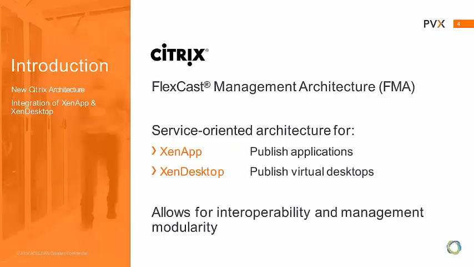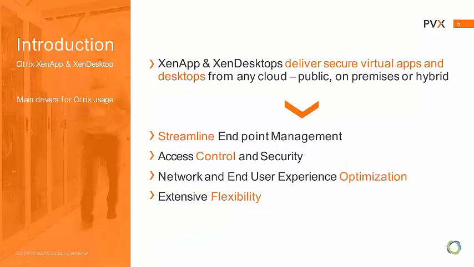I apologize for that. So to start with, Citrix FlexCast management architecture is a service-oriented architecture. It integrates both XenApp and XenDesktop into one architecture. So before they were separate, now it's all integrated together as one. So what's it consist of?